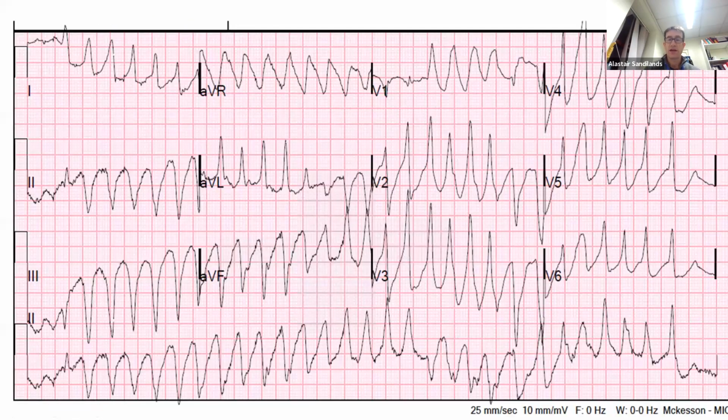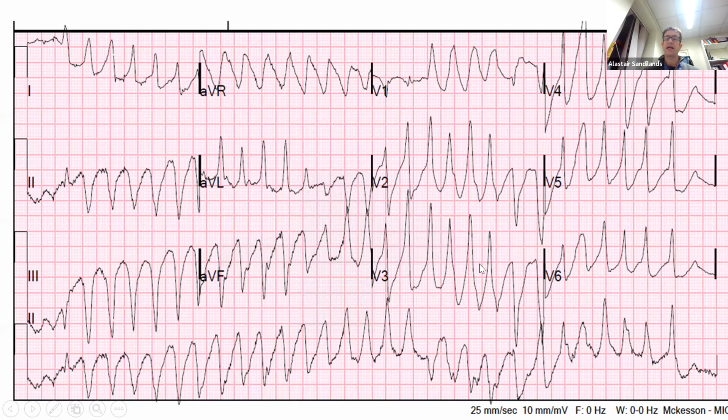So if we look at this ECG, we have a tachycardia, clearly. It's very broad. And when you look at the spacings between every QRS, it's definitely variable. So it's an irregular, broad complex tachycardia. And if you look at every single QRS, it seems to have a different shape. They all look different.